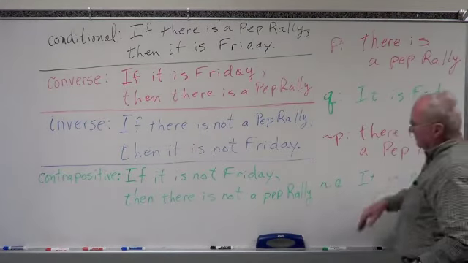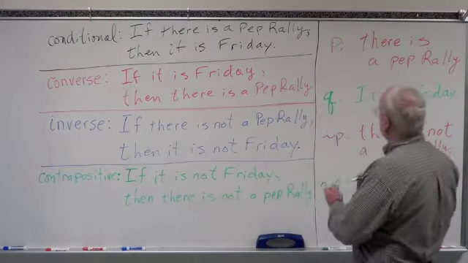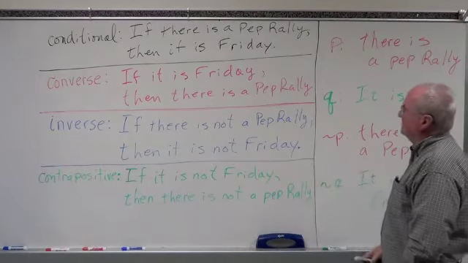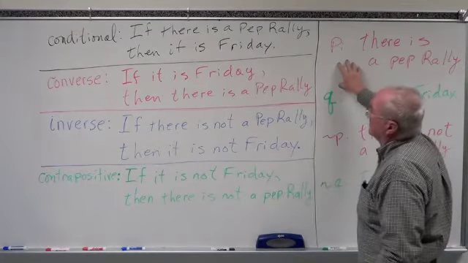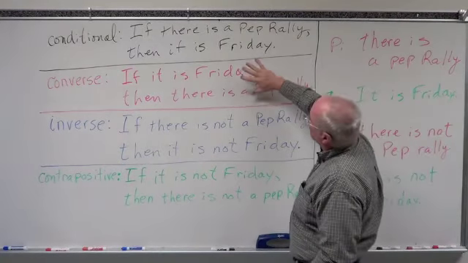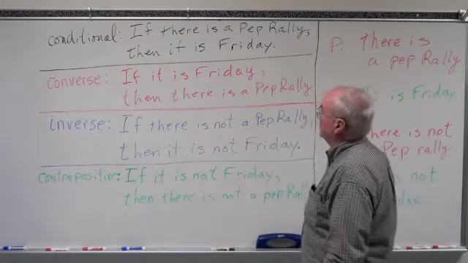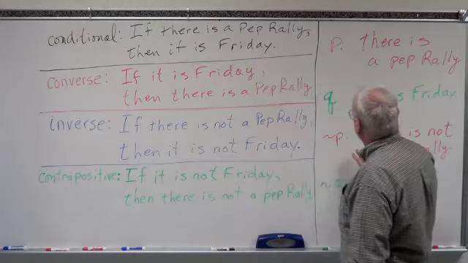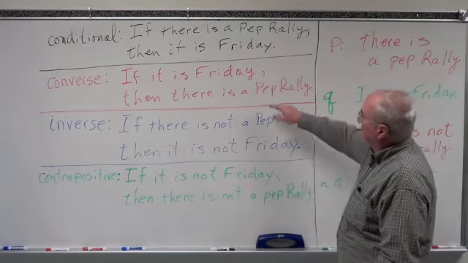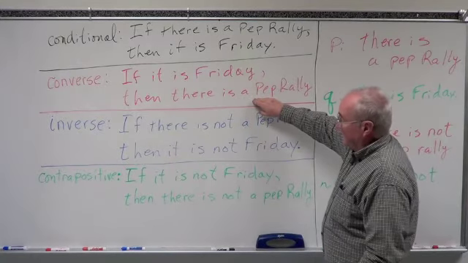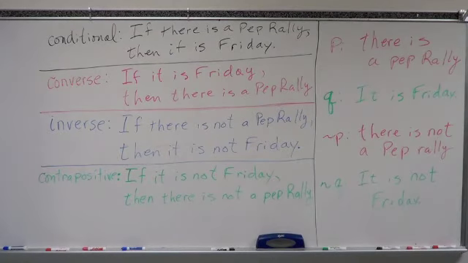Got our original statements over here and their negations. And then we've got our conditional statement that we made from our original statements. Converse, which is flipping the hypothesis and the conclusion. The inverse, which is taking the original and using the negations. Contrapositive, which is taking the original, conversing it, and negating both the hypothesis and the conclusion.